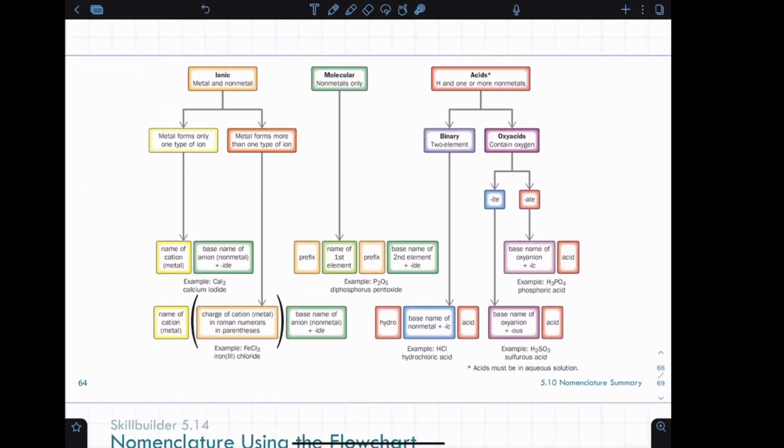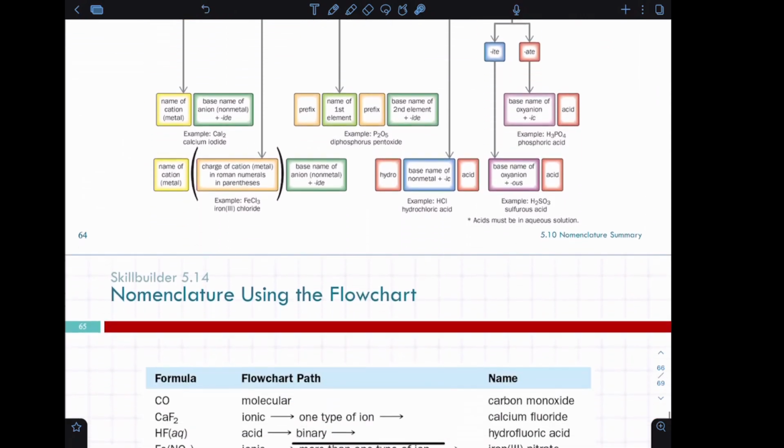One of the things that helped me out with naming things was to try and almost write these charts out by memory. So grab a blank piece of paper and maybe just do one at a time, but try and memorize this flow chart, because it provides a structure to your thoughts when it comes to naming things.